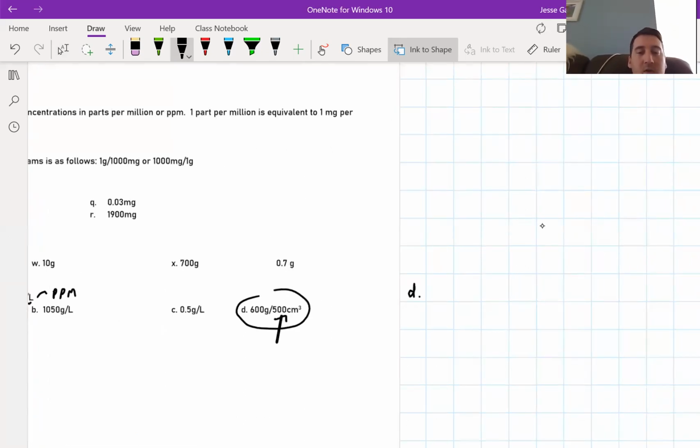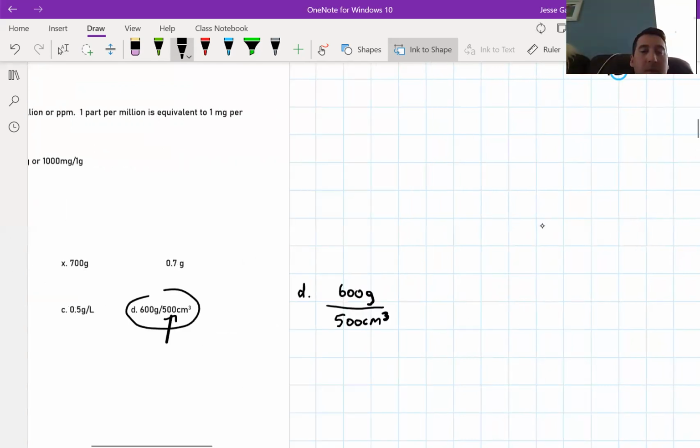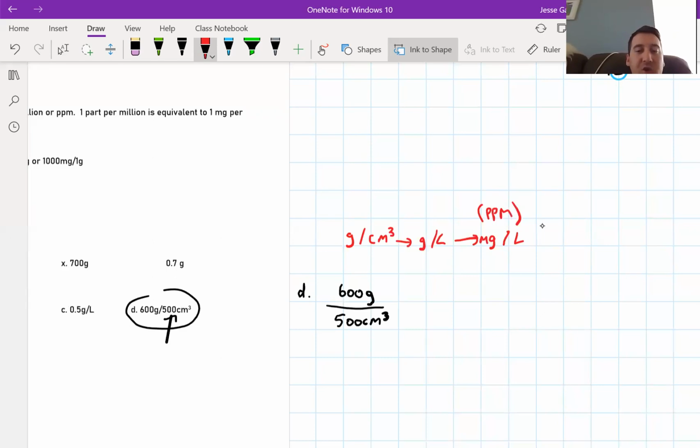Okay, so let's write down what we have first of all. We have 600 grams per 500 cm cubed. Okay, now plan it out. What am I doing? I'm going from grams per cm cubed to grams per liter, and then a second conversion, I'm going to go to milligrams per liter, which is the same as ppm. So now that I've helped you plan it, if you weren't able to do it, maybe you can have a go at that now. Pause the video and do it now.